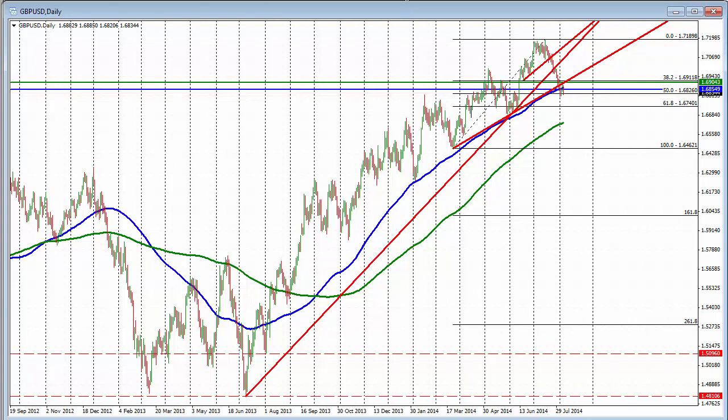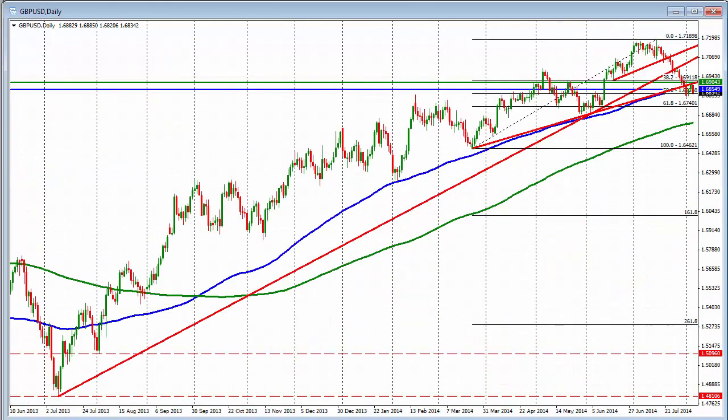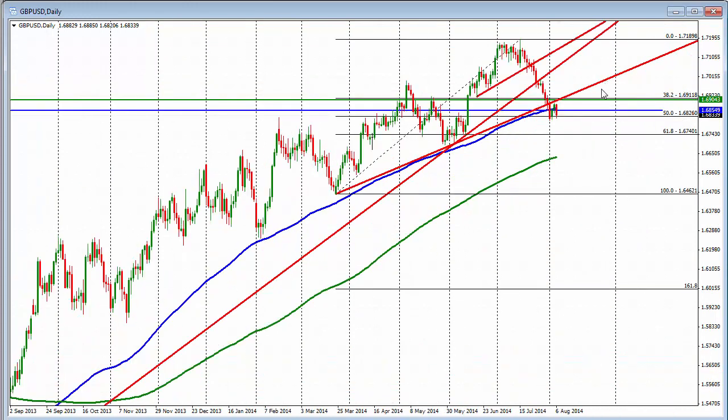The other thing off this daily chart, I'm going to zoom in here, is this blue line, this 100-day moving average. The 100-day moving average is represented by the blue line, and that level currently comes in at the 168.67 level. We've been above it today. We went above it yesterday. We've been below it today.